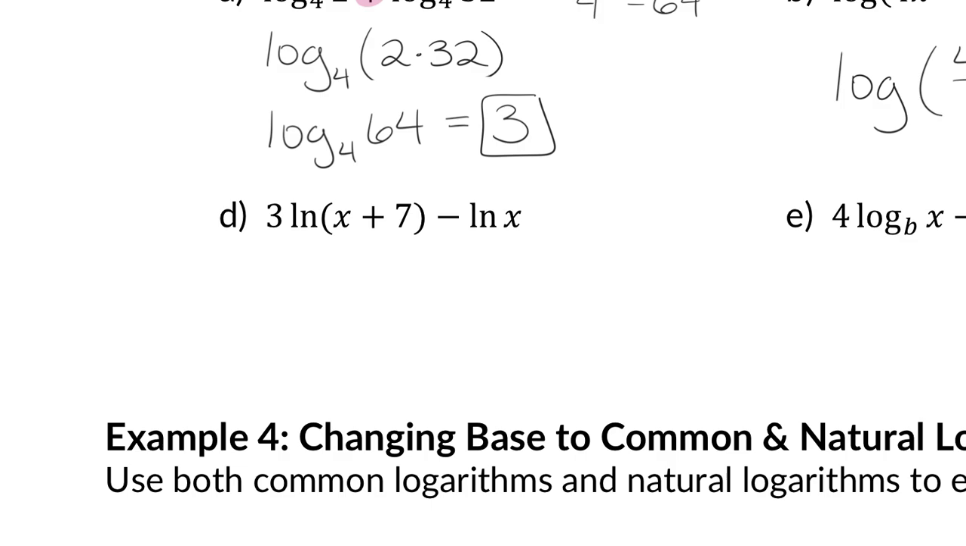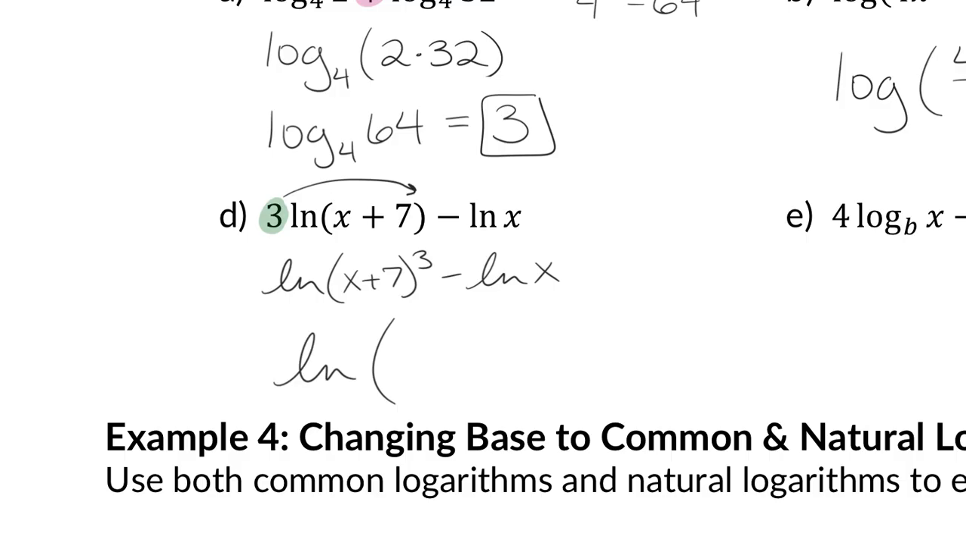Okay, something very similar here. We have a 3 as a coefficient in front of at least one of the natural logarithms, so we're going to move that up to the top. This natural logarithm now is the natural logarithm of x plus 7 to the 3rd power minus the natural logarithm of x. But they're still subtracted. So what do? Divide. This becomes the natural logarithm of x plus 7 to the 3rd power divided by x.